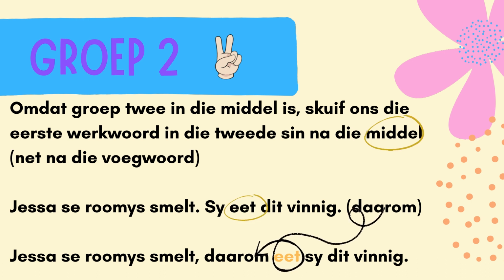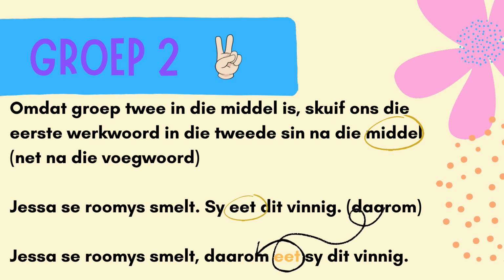Alright. So omdat groep 2 in die middel is, skuif ons die eerste werkwoord in die tweede sin na die middel net na die voegwoord. Because group 2 is in the middle, we move the first verb from the second sentence to the middle just behind the conjunction. Okay, so let's look at the example. Jessa se roomys smelt, sy eet dit vinnig en die voegwoord wat gegee is daarom. So we have the sentence Jessa's ice cream is melting and the second sentence she eats it quickly and the conjunction daarom, therefore.